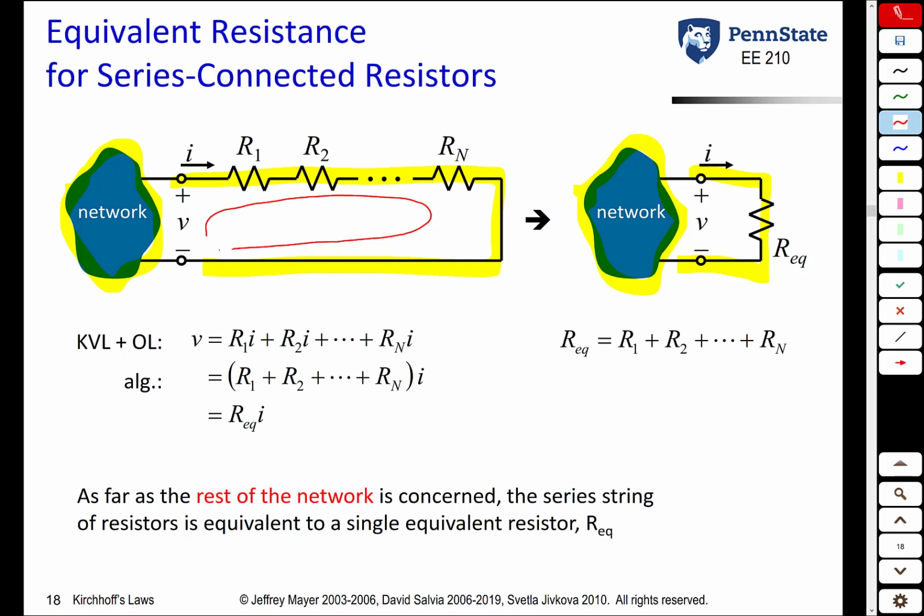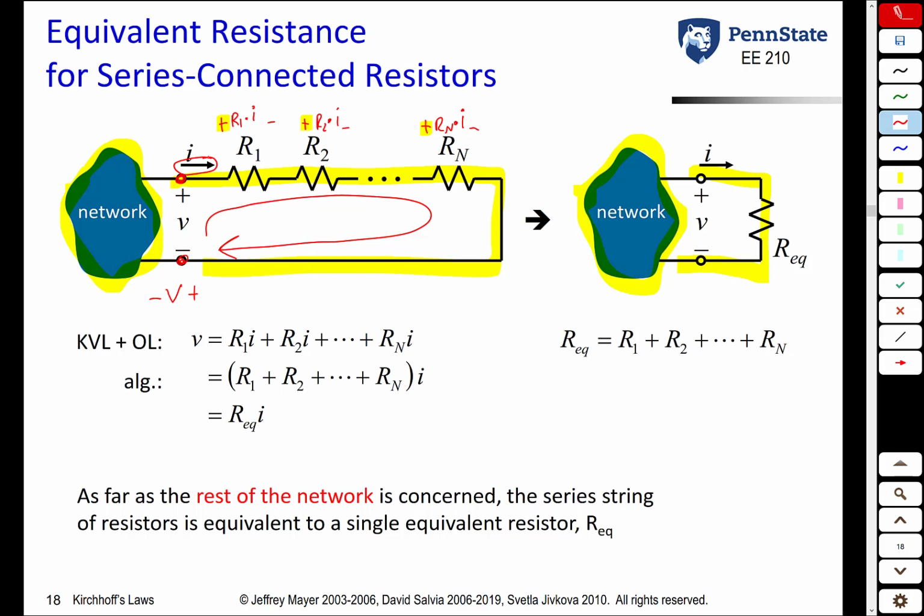If we apply KVL here, we see that the voltage across this terminal of the network is minus V. So we get minus V plus the voltage drop across every resistor. But the resistors all have the same current I. So from Ohm's law, R1 has a voltage R1 times I, R2 has a voltage R2 times I, etc., etc., here's Rn times I. And notice the plus is on the left of each resistor because the current arrow is going left to right.